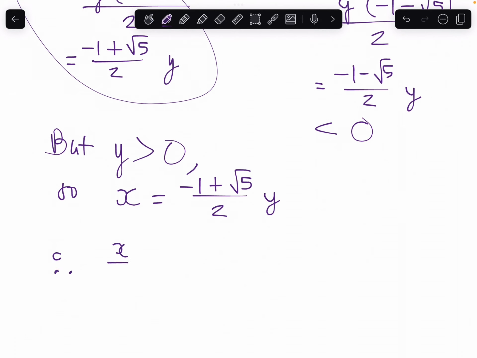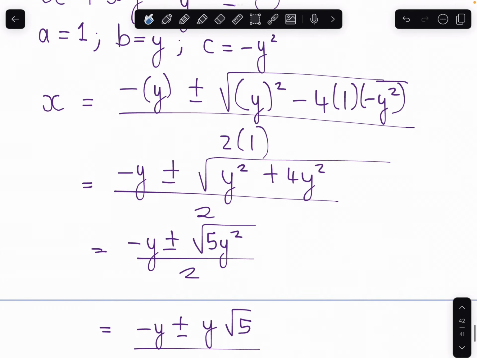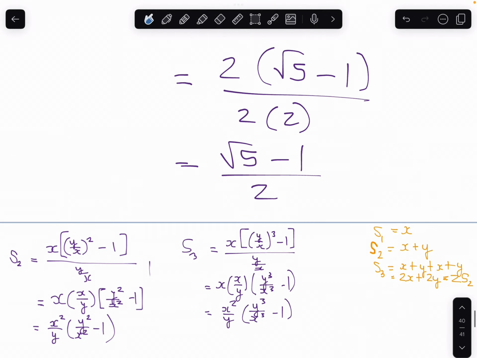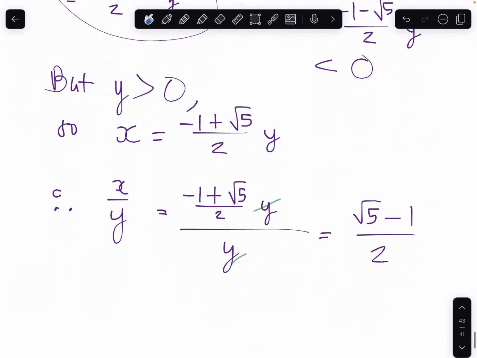And so the ratio between x and y, which is what we were asked for, would be negative 1 plus root 5 divided by 2 y, divided by y. And of course your y's will cancel, so then we end up with root 5 minus 1 over 2, which is what I think we ended up with previously as well. Yes, root 5 minus 1 over 2, which is also what the memo gets.